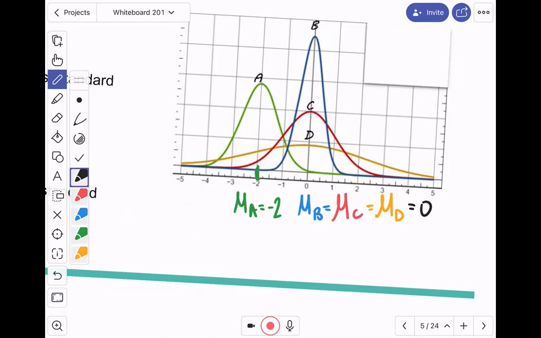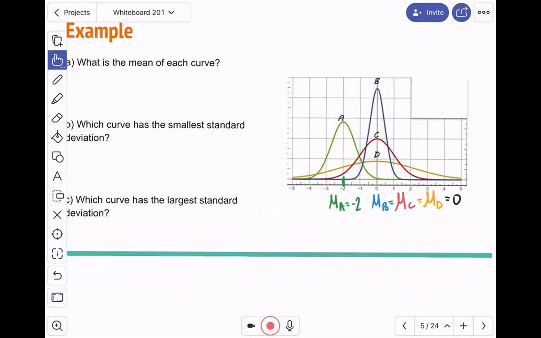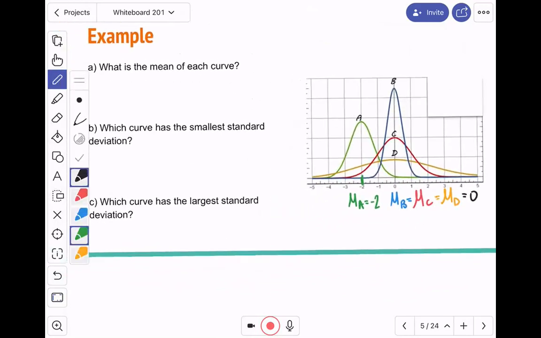Now, because they all have the exact same means, what makes these curves different? What makes them different? The deviation. Standard deviation. So mu of A is equal to -2. Mu of B equals mu of C equals mu of D, and they all equal 0. So we're saying now that the standard deviation is what makes these curves different, right? Because the standard deviations are different, the curves look different.